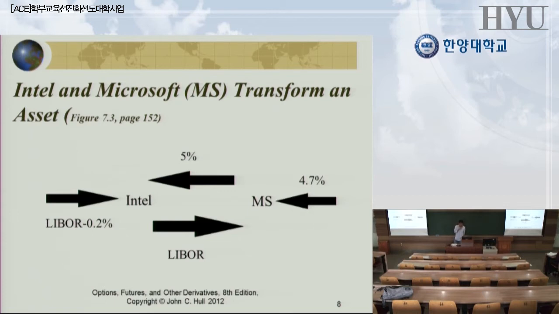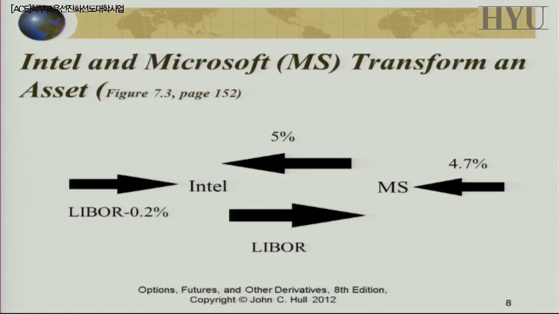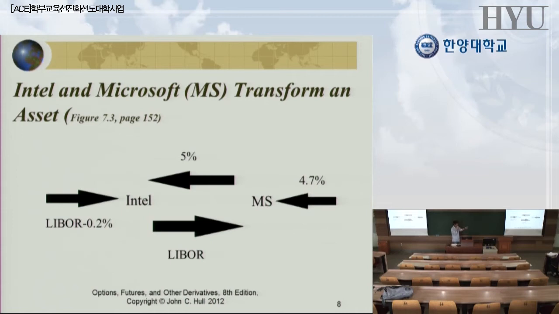Again, the other way around is that instead of transforming a liability, they can also transform an asset. So instead of paying to the outside investors, they would be receiving. This picture describes how they would be receiving those interest rates and how they can exchange or swap them. Intel will be receiving LIBOR minus 0.2% from the outside investors, and Microsoft would be receiving 4.7%. This transaction is similar to the one done when transforming a liability.